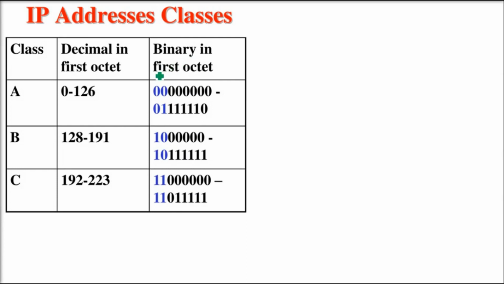IP addresses have different classes: A, B, C, D, E. D and E we are not discussing, they are reserved for something else. What we are dealing with is A, B, C. What does it mean? We only look at the first octet. These are 4 octets separated by dots. If the first octet is a number between 0 and 126, then this is a class A IP address.